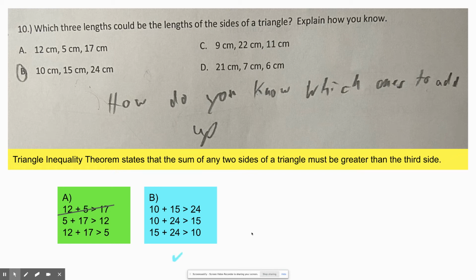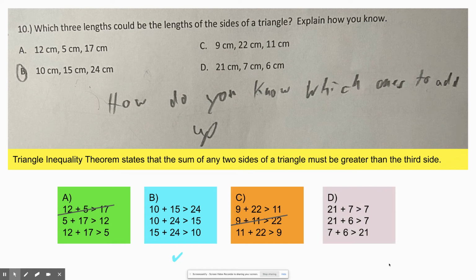Therefore, there has to be something about C that doesn't work. So let's look over these inequalities that I wrote from using these three side lengths. Can you find the one that is a false statement? It's that middle statement. 9 plus 11 is 20, which is not greater than 22. So these would not form a triangle. Finally, in part D, which statement or statements here are false?